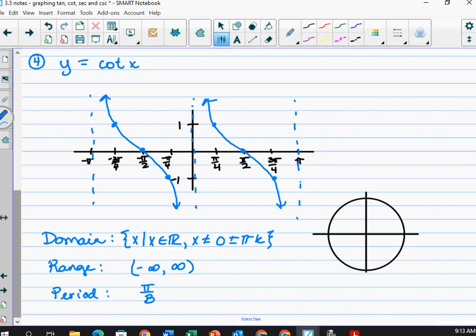All right, anybody questions? How did I graph the points? So cotangent of pi over 4 is 1. Cotangent of pi, because it's x over y, is 0.